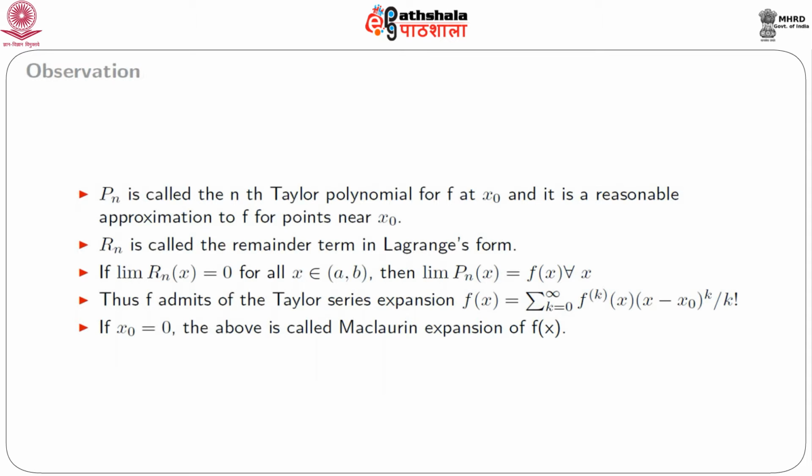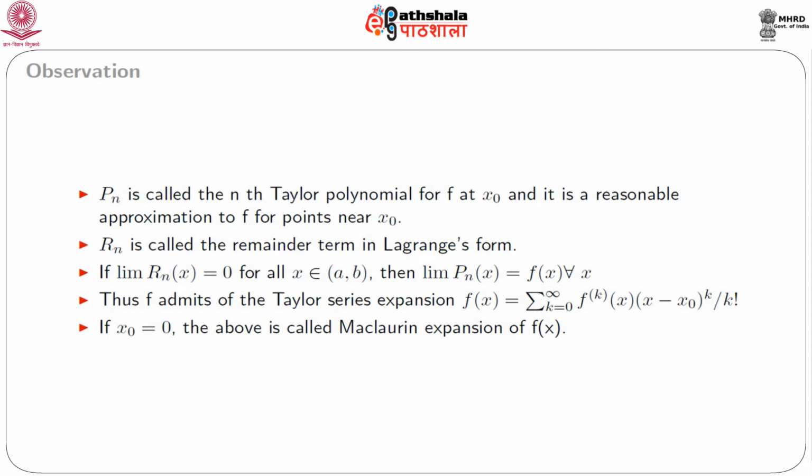Here P_n is called the nth Taylor polynomial for f at x naught, and it is a reasonable approximation to f for points near x naught. R_n is called the remainder term in Lagrange's form.